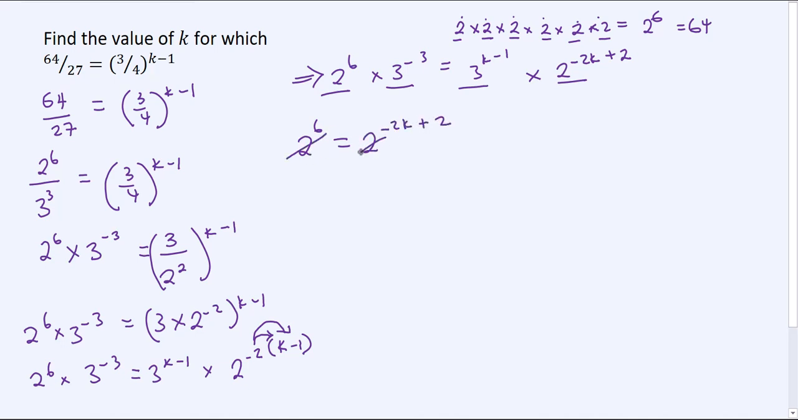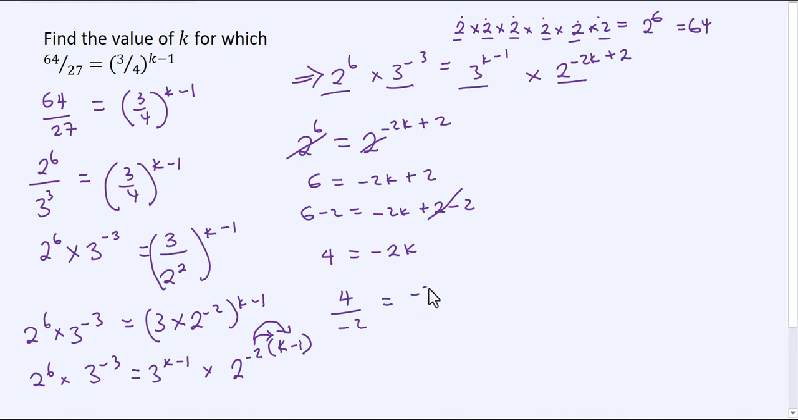Since we have the same base, let's cancel out the bases. So we are left with the exponents. 6 equal to negative 2k plus 2. And this becomes collecting like terms here, or subtracting 2 from both sides. The 2 goes out. So 4 is equal to negative 2k. Divide both sides by negative 2. 4 divided by negative 2 is equal to negative 2k divided by negative 2. So here we are going to be left with negative 2 is equal to k.